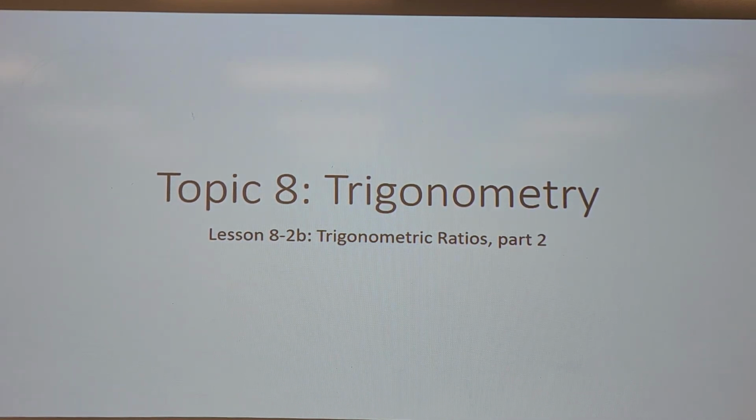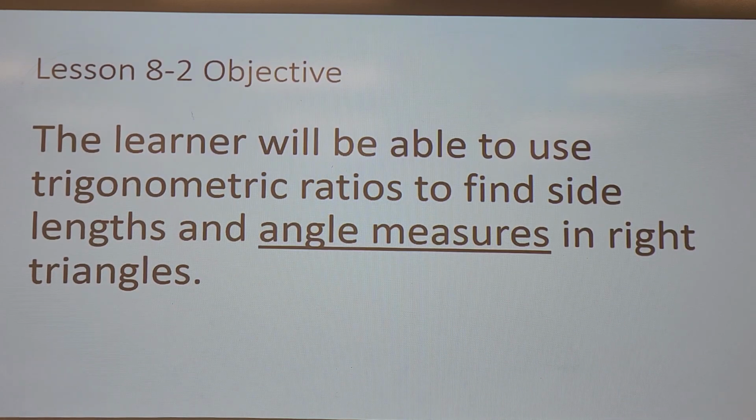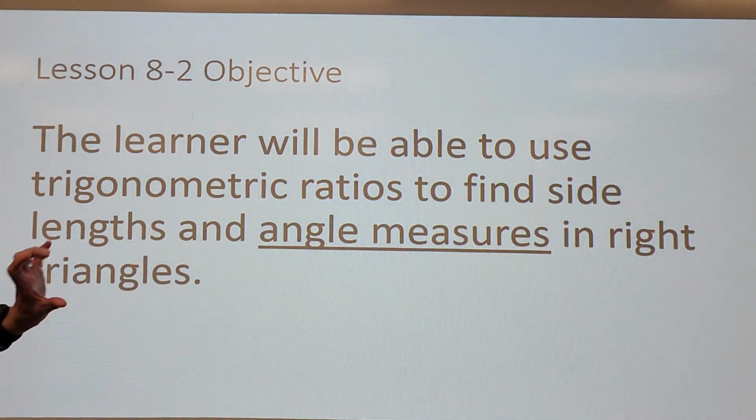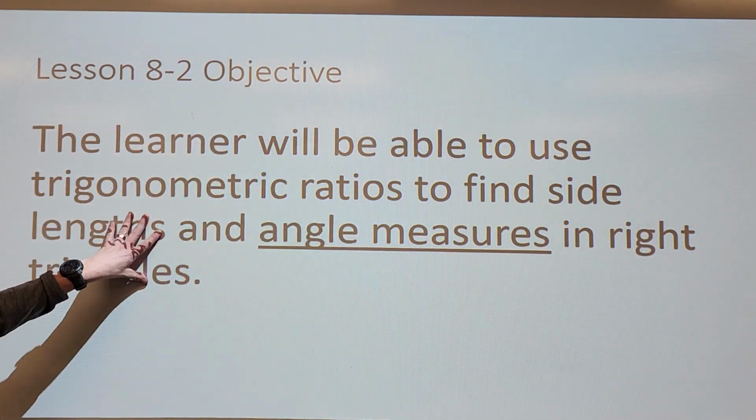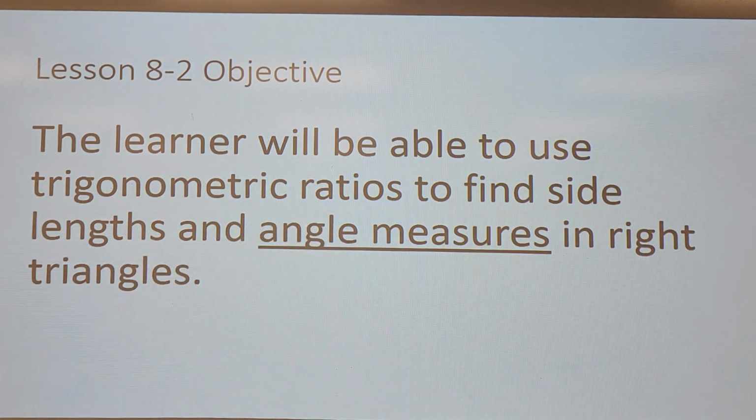For lesson 2, part 2, we are going to continue using our calculators and the sine, cosine, and tangent buttons and ratios in our calculators to find angle measures this time. Last time we found the lengths of sides in a triangle. Now we're going to find the measures of angles in right triangles.